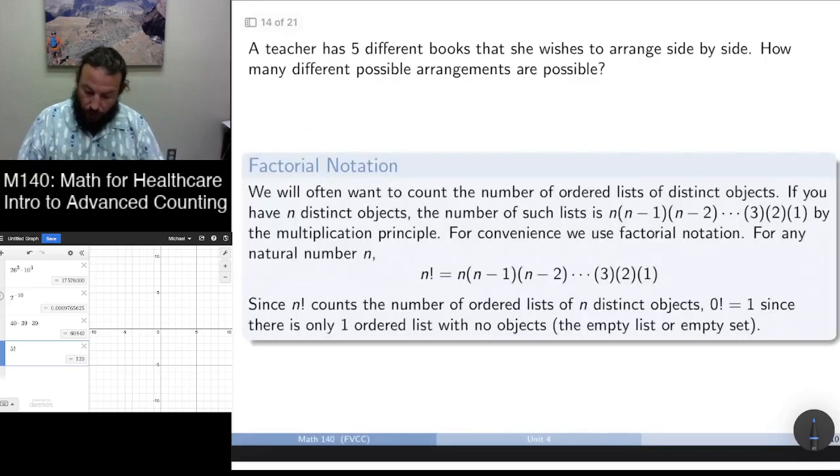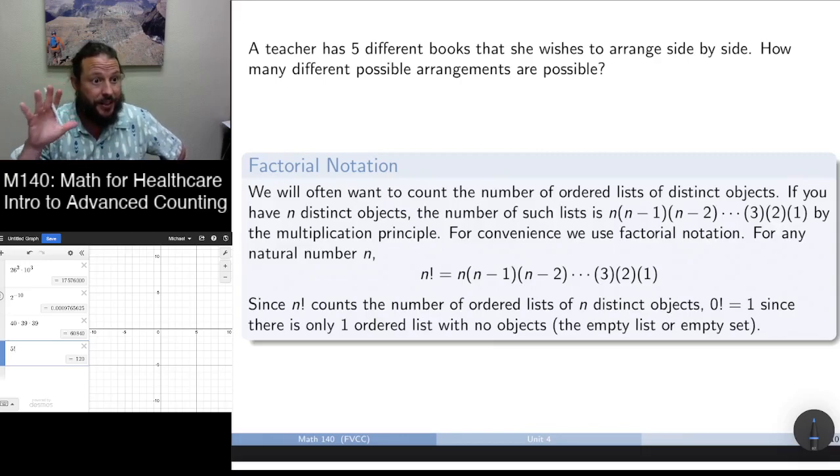All right, so we want to count the number of ordered lists of n distinct objects. So up top we have 5 distinctly different books. The number of such lists is n times n minus 1 times n minus 2, all the way down to 3 times 2 times 1.